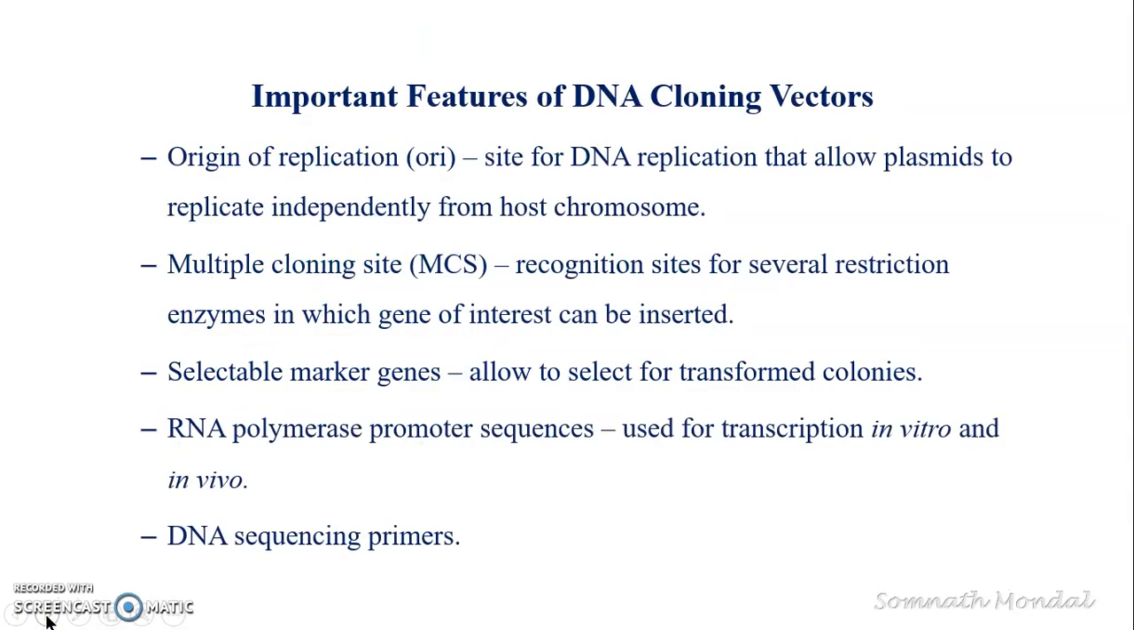Now, a proper DNA cloning vector has to have the following sites: the origin of replication site or ORI site, that will help it to replicate to increase its number; a multiple cloning site or MCS, that is a recognition site for several restriction enzymes; selectable marker genes that will allow us to select the transformed colonies; RNA polymerase promoter sequences that will be used by RNA polymerase for transcription in vitro or in vivo; and DNA sequencing primers.